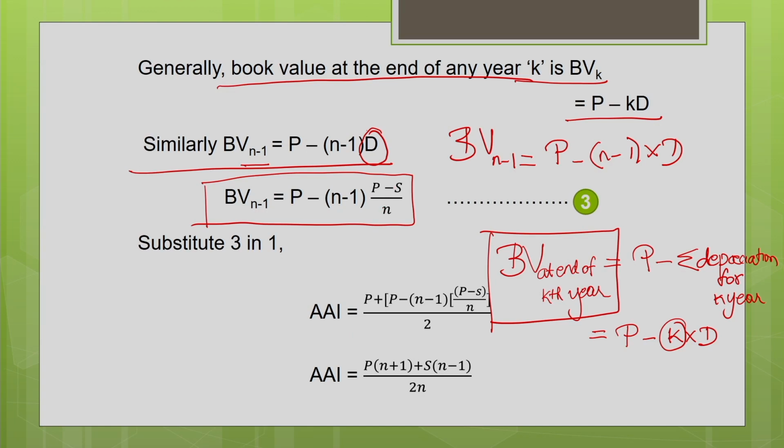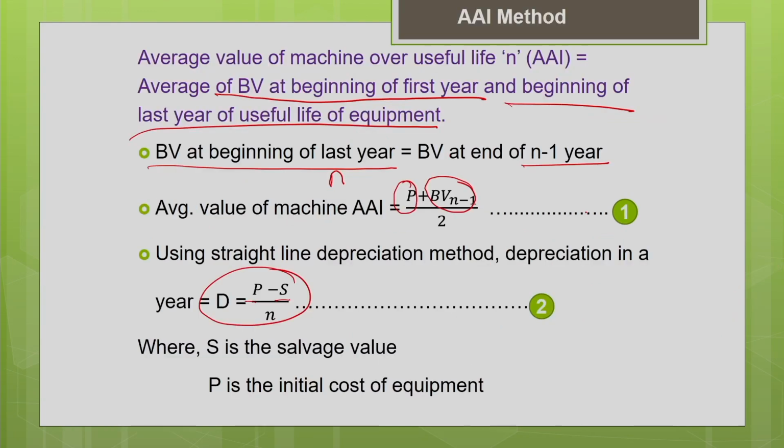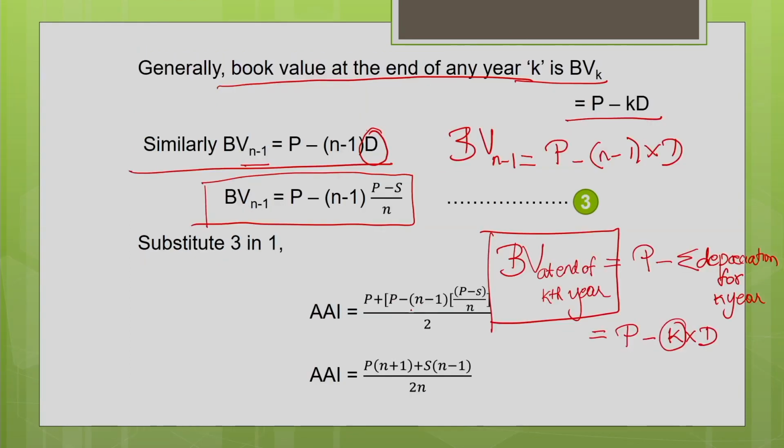Now you substitute this equation 3 in the first equation. Your first equation is nothing but your average value of the machine. Instead of BV n minus 1, you substitute the BV n minus 1 that you have derived. You can express everything in terms of P, S and n. So that is what we are doing.